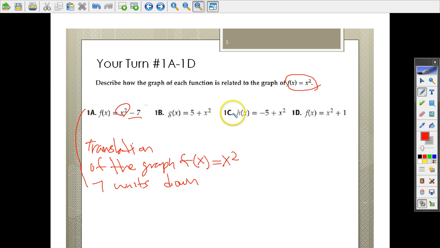Go ahead and do 1b, 1c, and 1d. Pause the video and go ahead and do that. Make sure you write the answer for 1a as well, just like this, and then come back when you're done.